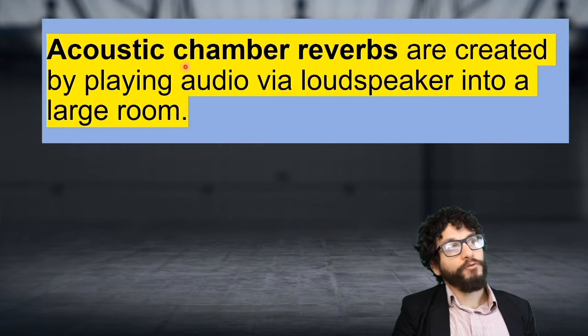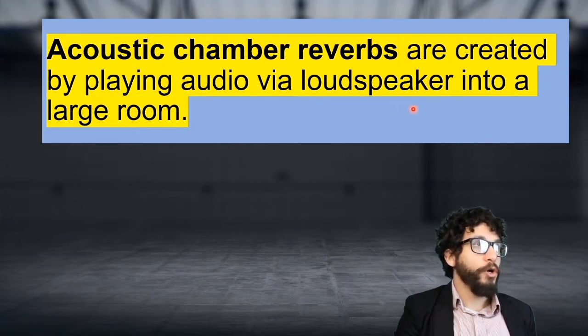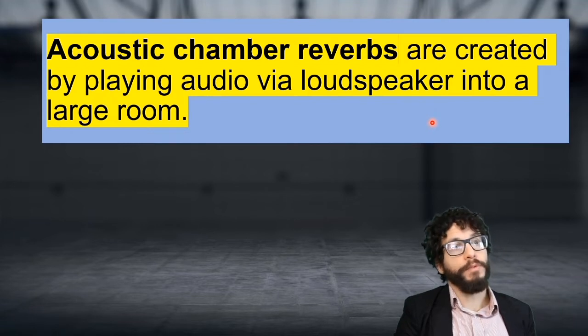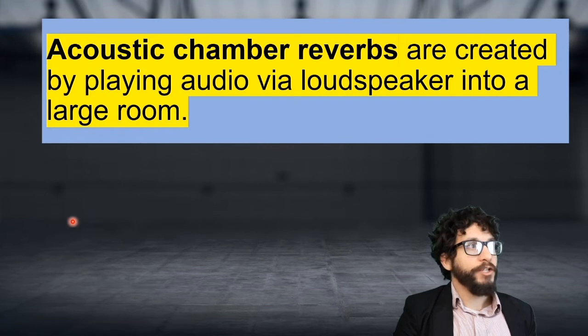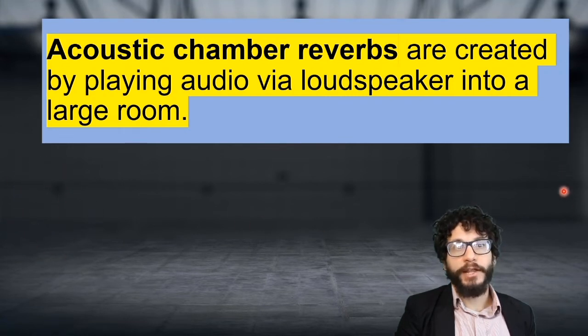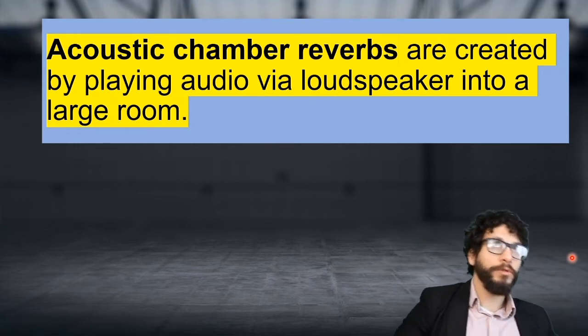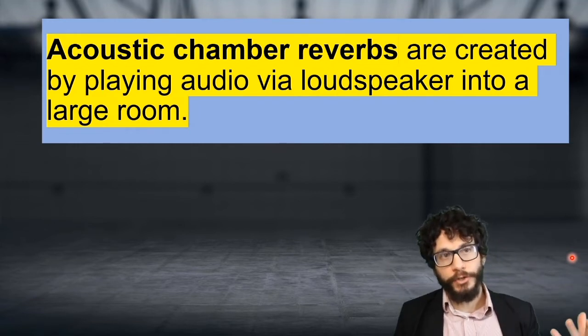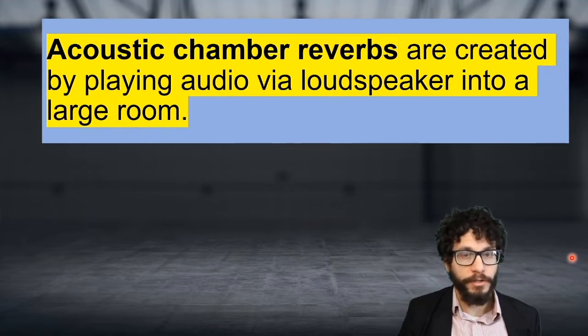Another type of reverb is acoustic chamber. This is created by playing audio via loudspeakers into a large room. Think if you had a pre-recorded sound and you're playing it out of a loudspeaker situated here, and then on the other side of the room you have a microphone set up. So you're playing the sound into a large room, the sound is interacting with the large room, and the microphone on the other side of the room is capturing that interaction.